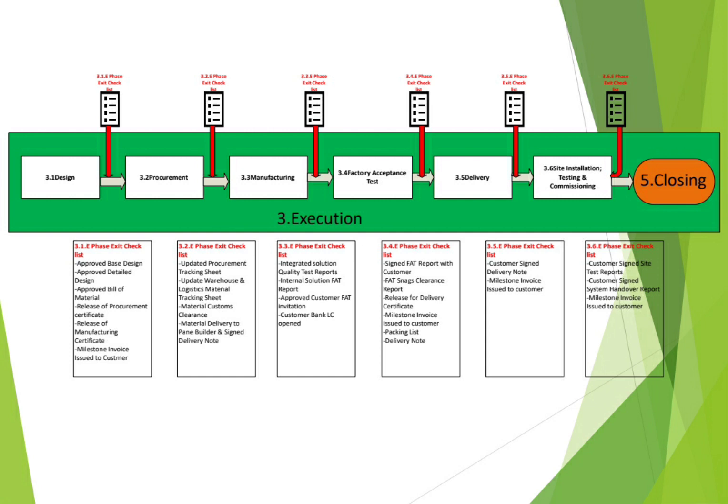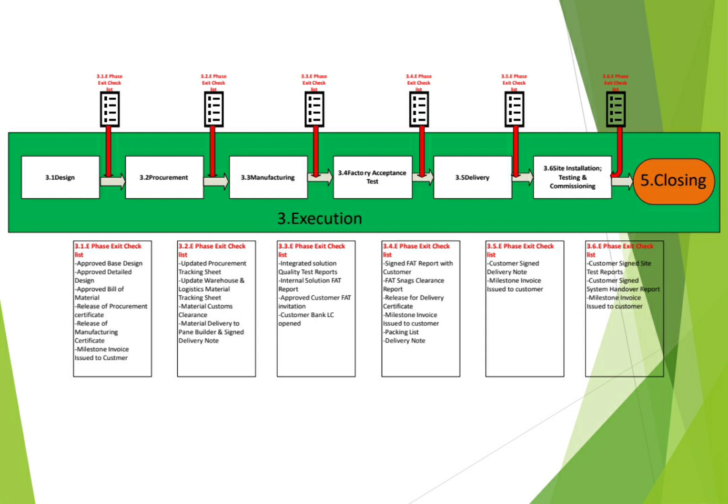You can make this by preparing one letter mentioning that the base design is approved, bill of material is approved, so we can proceed with the procurement. So please issue the release of procurement certificate. It can come like this. Same once the detailed design is approved, where for example, the panels drawings are approved and you need your panel builder to start the manufacturing, you need to request your customer for release of manufacturing certificate.